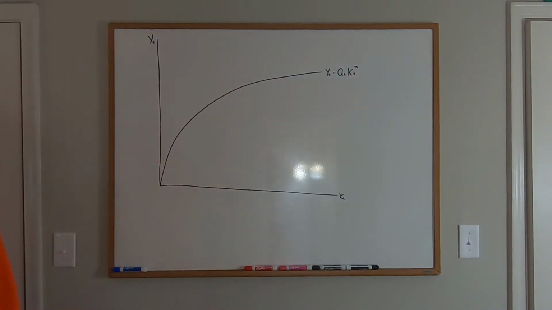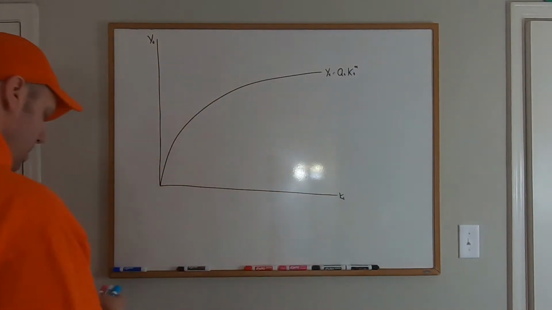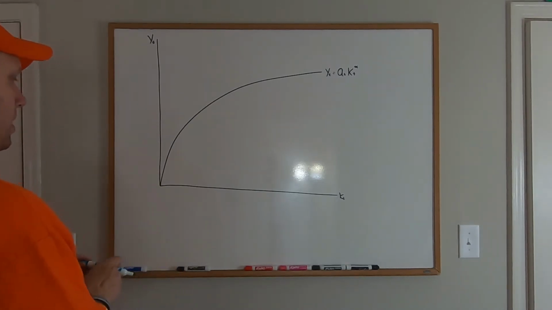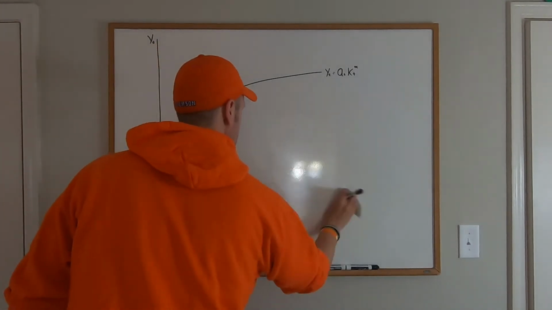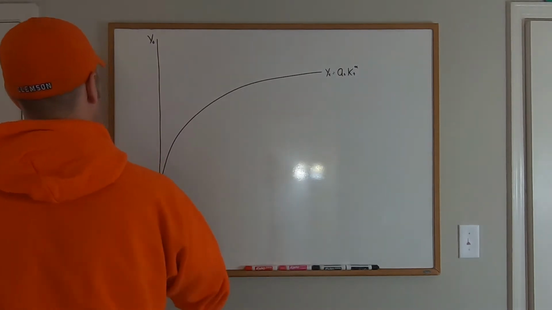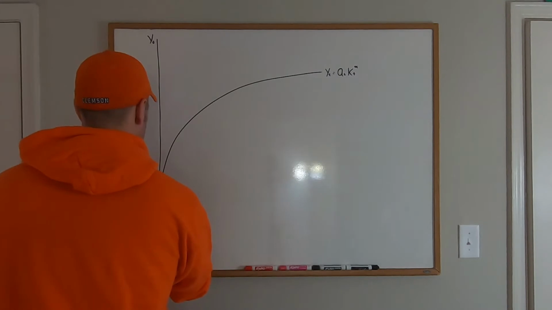But we have investment. So let's graph out investment. Now, if you remember, like I've said a couple of times already, investment is savings, and it's a constant fraction of output. And before I draw investment, I just realized how crooked this horizontal axis is, and it's driving me nuts. So let's go ahead and fix that.